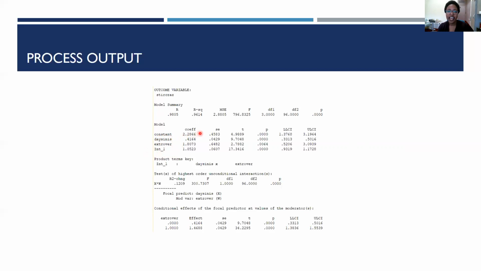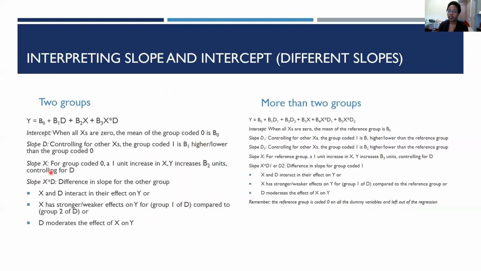What we can say is that on the first day of isolation, introverts, their stir craziness is at a 2.2866. Okay, so they're doing pretty good. And then when we look at this days in isolation slope, again, it's going to be the same as we've all been doing. This is our unit increases, right? Because it's a continuous slope. So 1 unit increase in days in isolation is related to a however many unit increase in stir craziness.